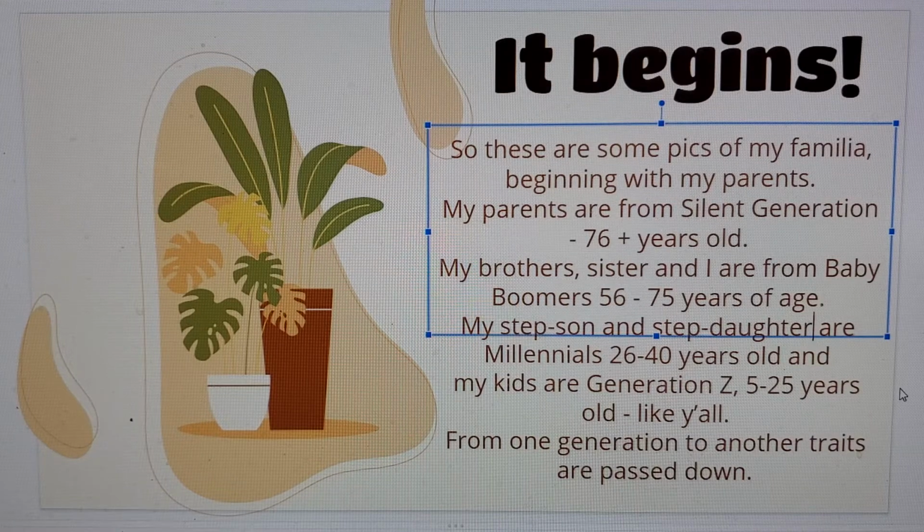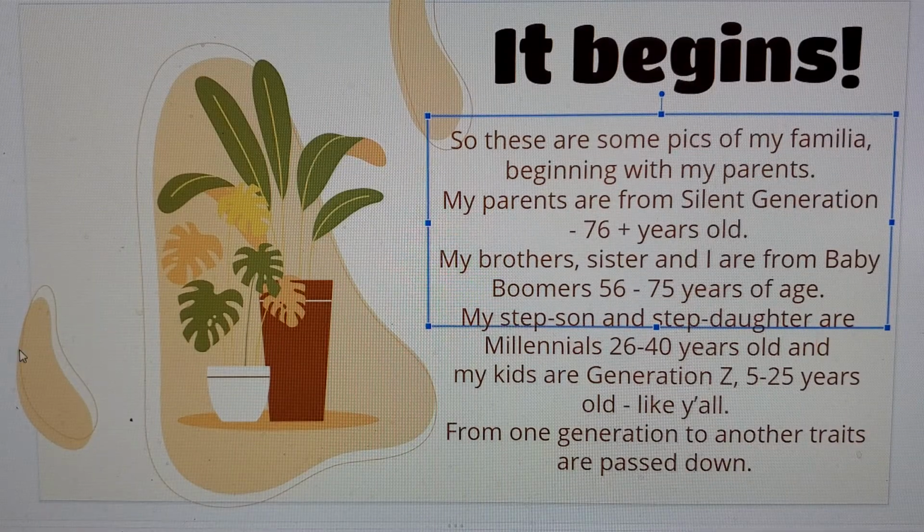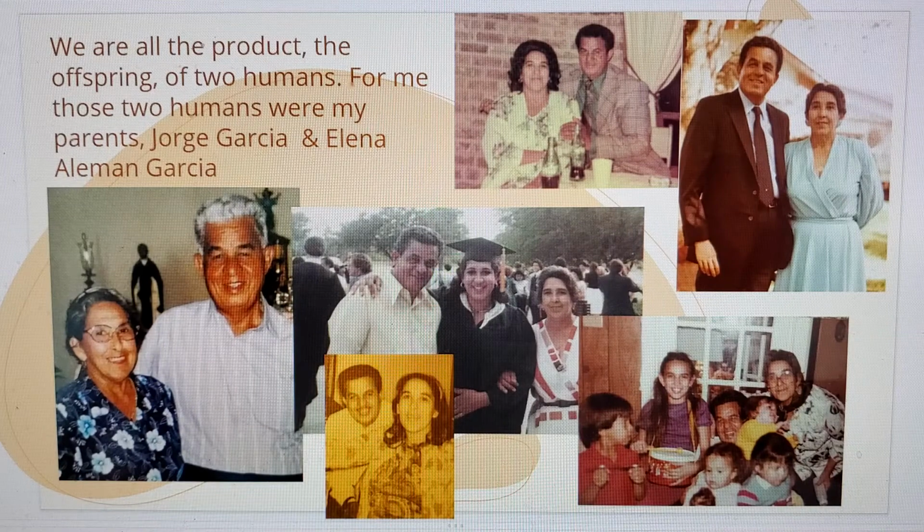But what we see happens is that traits or characteristics are passed down from one generation to the next. So here's some of mine. Any day now. So we're an offspring of 2 humans. And the 2 humans that made me were Jorge Garcia and Elena Aleman Garcia. And here they are, younger, older.